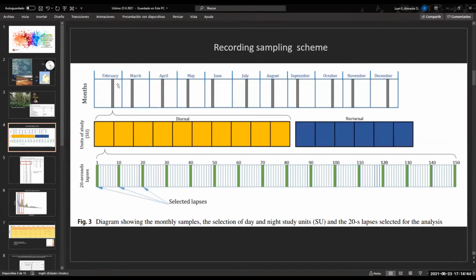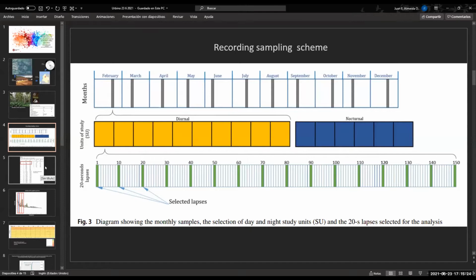What we did was take, for each month, one day, 24 hours, randomly chosen to make the recording, and then the recording was divided into 20-second lapses, and then the first, 10th, 20th, 30th, and 40th lapses were taken for analysis.